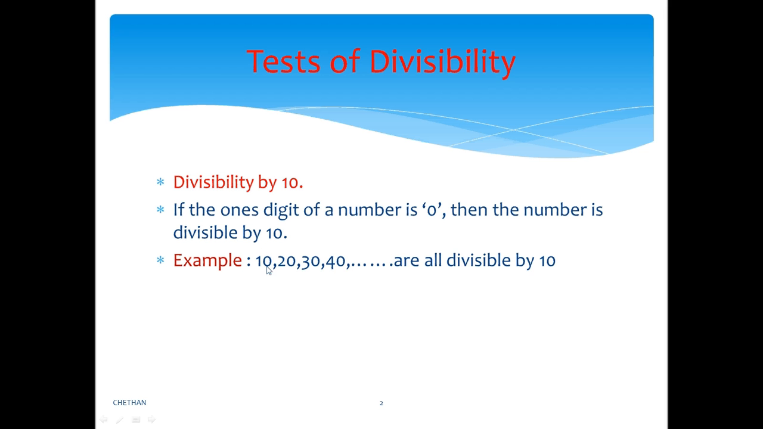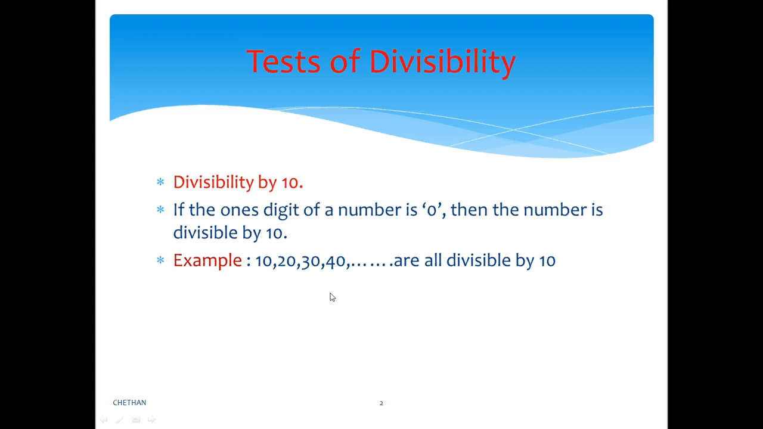See the examples here: 10, 20, 30, 40. These are all divisible by 10 because in these numbers the unit place has 0. Here 0 is in the unit place and 4 is in the 10s place. So the numbers which have zero in their unit place are divisible by 10.